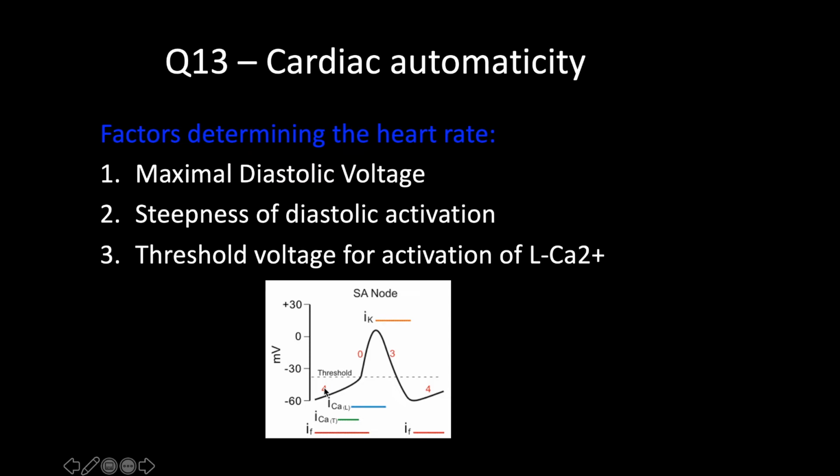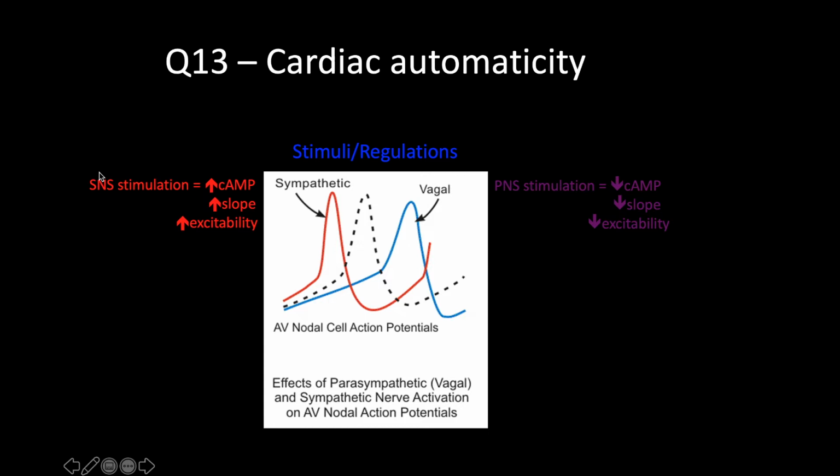This can be described as a slope. So the sympathetic nervous system and the parasympathetic nervous system, this is what they affect, the slope. If the slope is steeper, it's going to reach the threshold much faster, and we're going to have an action potential much sooner. And there's also the threshold voltage for activation of the long-lasting calcium channels. This is also another factor determining the heart rate, because if the threshold was much lower, if it was down here, then you wouldn't have to reach as far to activate the long-lasting calcium channels. And this is helped by the sympathetic nervous stimulation. So that's what it does.